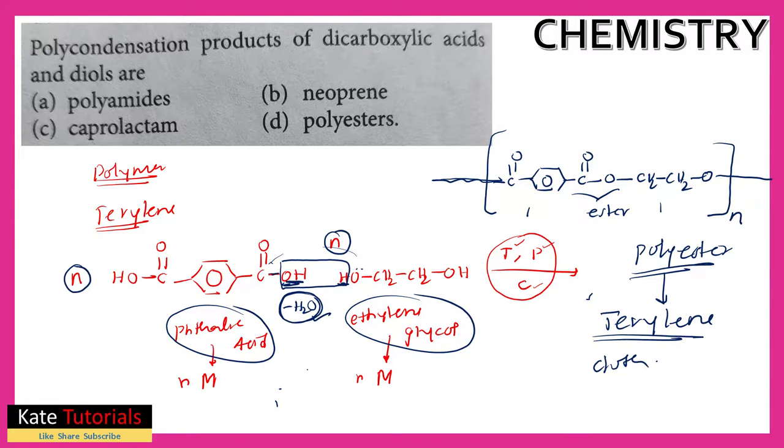So if we see the options, polyamide is the wrong option. For polyamide we want amines, but here we have dicarboxylic acid and alcohol. When alcohols react with carboxylic acid, they form what? Esters. So polyester is the correct option.